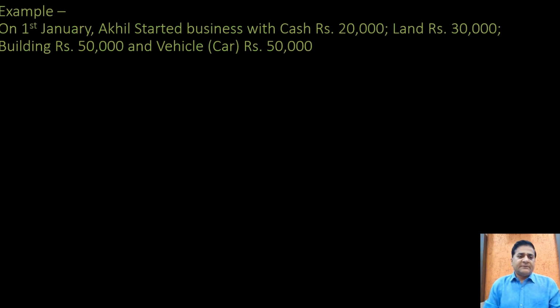Let's take an example: on 1st of January, Achilles started a business with cash 20,000, land 30,000, building 50,000 and a vehicle or car worth 50,000. Now again I have two options. Either I pass simple entries, one entry for cash brought, another for land, a third for buildings, and one for the vehicle brought into the business. Or I can pass a single compound journal entry which would include all these transactions.